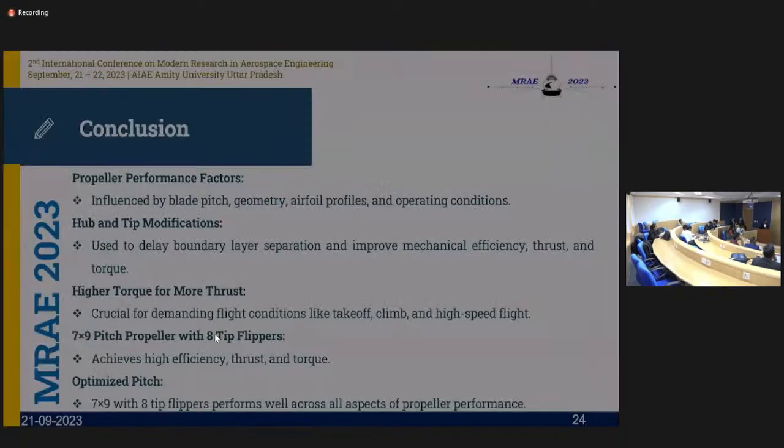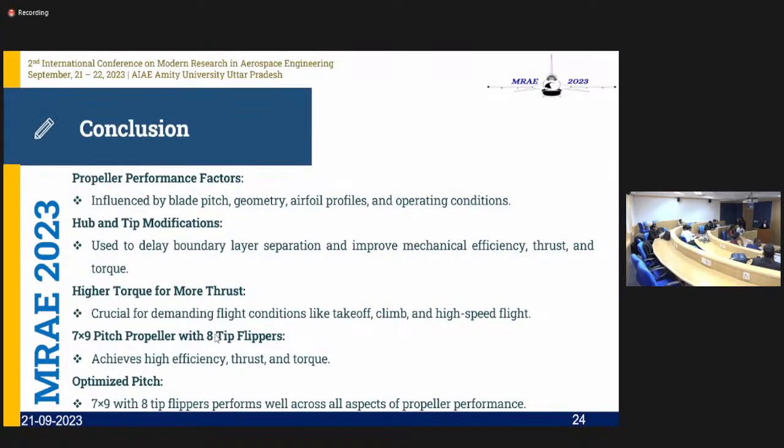Sure, sir. In conclusion, we have concluded that propeller performance is influenced by blade pitch, geometry, airfoil profiles and operating conditions, and by hub and tip modifications. They serve to delay the boundary layer separation and improve mechanical efficiency, thrust and torque. And higher torque and more thrust are crucial for demanding flight conditions like takeoff, climb, and high speed flight.